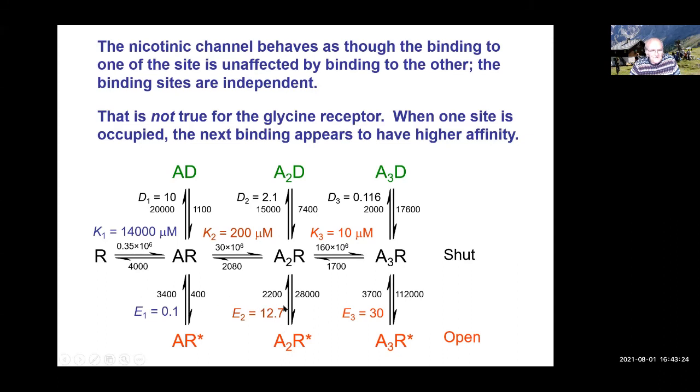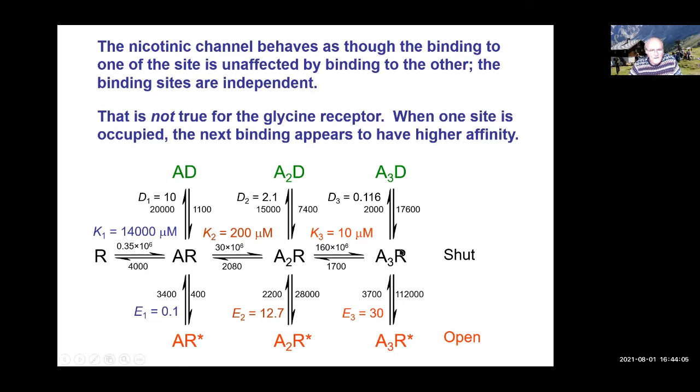The efficacy for the opening reactions increases with the 30 for the triply bound receptor, but only 0.1 for the singly bound, as you might expect. But the binding constants here, for the first binding is 14 millimolar. For the second binding, it's 200 micromolar, and for the third, it's 10 micromolar. Now, that is puzzling, and it doesn't happen all that, I think, to that extent with the nicotinic receptor.